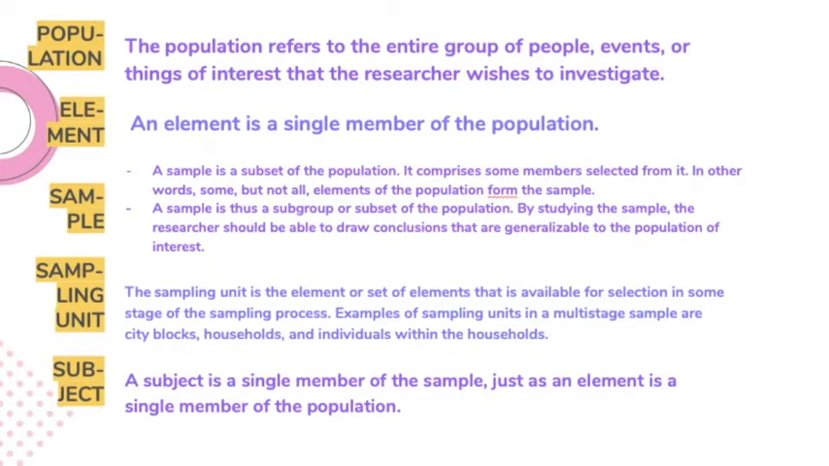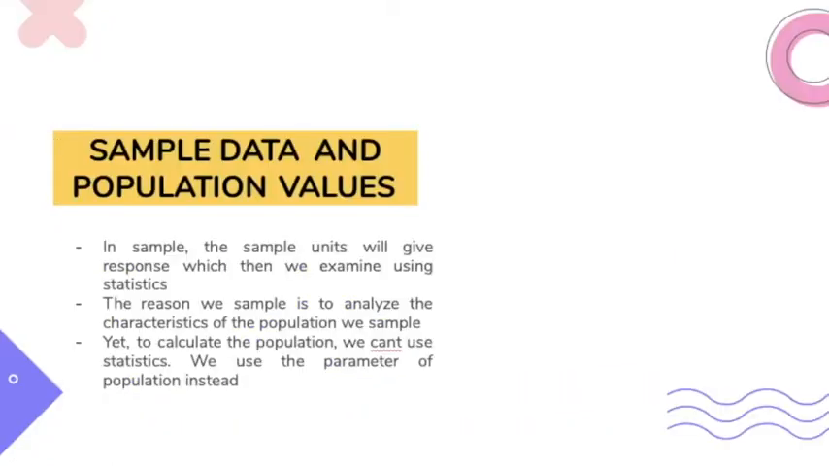And the last is subject. A subject is a single member of the sample, just as an element is a single member of the population. If 200 members from the total population of 1,000 blue-collar workers form the sample for the study, then each blue-collar worker in the sample is a subject.